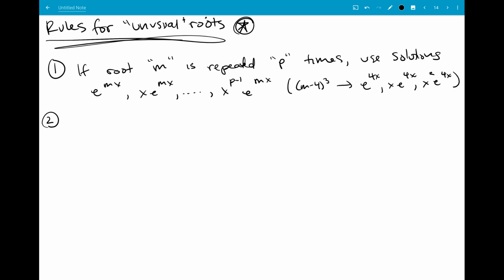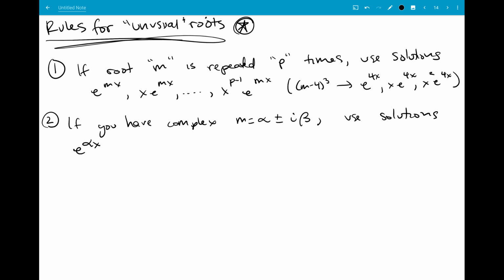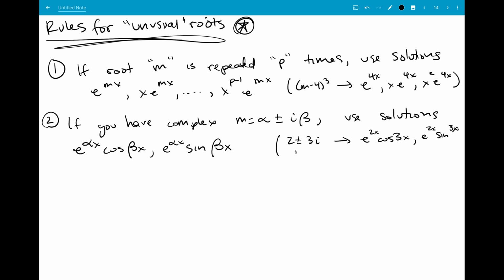The second example we talked about is if you have complex roots. If you have complex m equal to alpha plus or minus i beta, we're going to use solutions e to the alpha x cosine beta x and e to the alpha x sine beta x. And so if alpha is 0, you just have the cosines and sines left. If you have something like 2 plus or minus 3i, that's going to take you to e to the 2x cosine 3x and e to the 2x sine 3x. If you have just plus or minus 3i, that's going to give you cosine 3x and sine 3x.